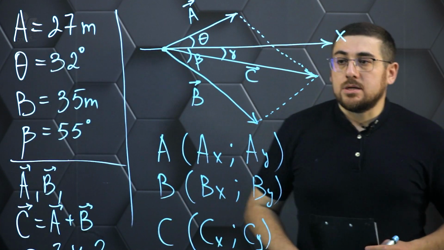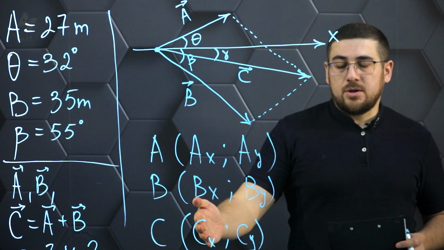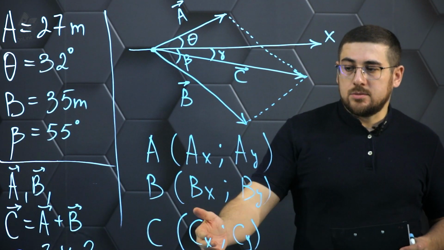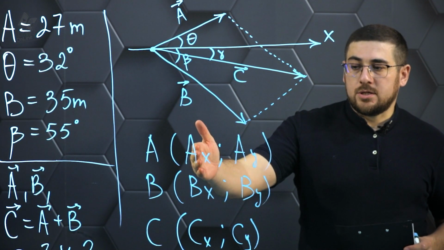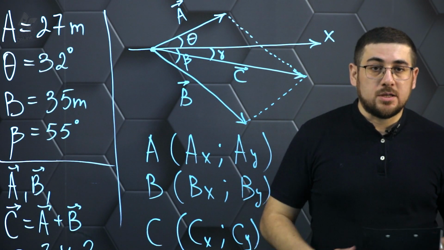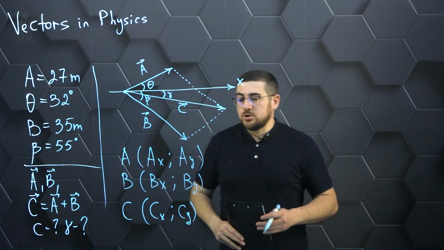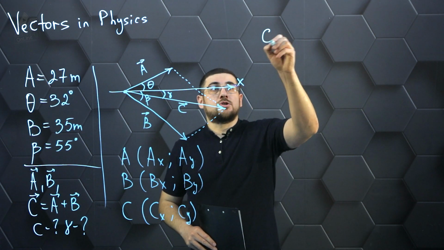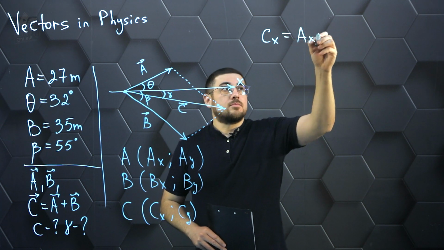If vector C was obtained as a result of the sum of vectors A and B, then the component of vector C, Cx, will also be determined by the sum of the components of vectors A and B along the x-axis. In the same way, we work with the components on the y-axis. Therefore, for simplicity, let's write down the expression that will allow us to solve this problem through the components of these vectors.